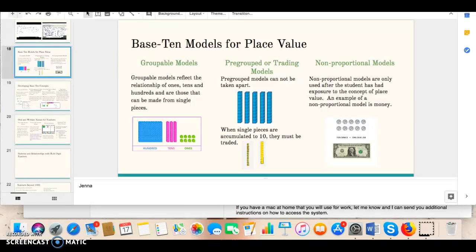You could use 10 pennies and trade that in for one dime. Students understand that 10 pennies equals 10 cents, so they can trade it in for a dime. You could use 10 dimes, because each dime represents 10 cents, and they could trade that in for $1. So really, non-proportional models are just used to solidify the learning or help the students who may be having a little bit of a hard time understanding the material.